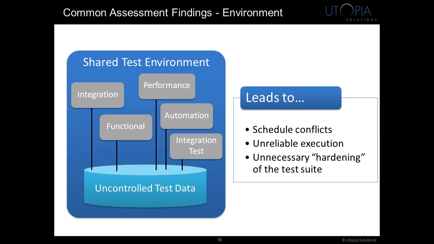So another common finding is a shared test environment, one where we have many types of testing activities and no control over the data. At the very best, you're going to have schedule conflicts, and in most cases, your execution is going to be extremely unreliable. And if you do get some reasonable level of reliability in this environment, it's probably because you've spent a great deal of time and effort hardening the test suite so it can handle some of the unexpected environment and data issues that it might encounter. And we'll talk about this more later when we talk about the strategy component.